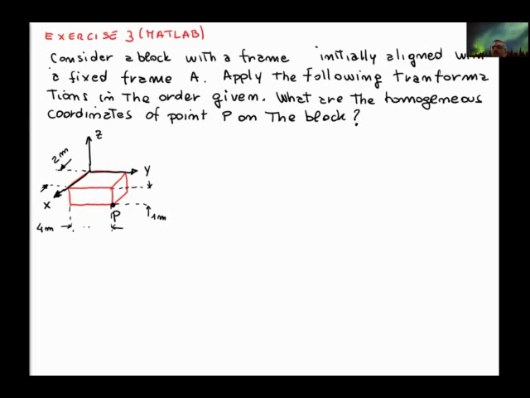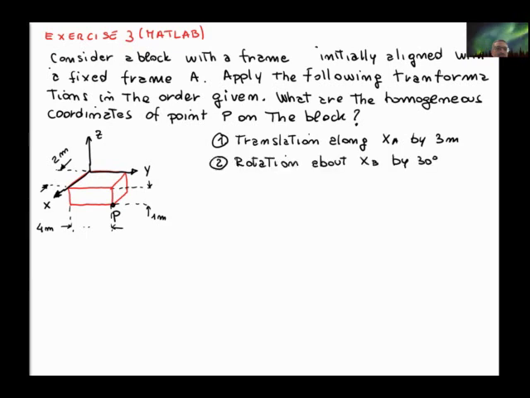Now we can try to do an exercise. You will find this exercise also in MATLAB. The exercise is the following. Consider a block with a frame that initially is aligned with a frame A, and we apply the following transformations in the given order. First, we translate this block along the x-axis by 3 meters. Then we do a rotation again about the x-axis by 30 degrees.